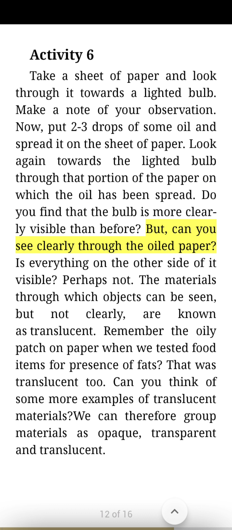But, can you see clearly through the oiled paper? Is everything on the other side of it visible? Perhaps not. The materials through which objects can be seen, but not clearly, are known as translucent. Remember the oily patch on paper when we tested food items for presence of fats? That was translucent too. Can you think of some more examples of translucent materials? We can therefore group materials as opaque, transparent and translucent.